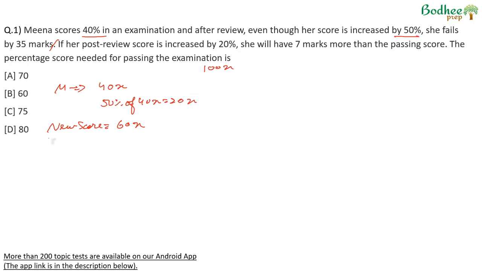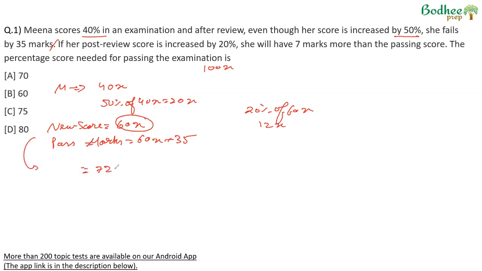But she still fails by 35 marks. So the pass marks are 60x that Meena scored, and she's failing by 35, so 60x plus 35. If her post-review score is further increased by 20%, 20% of 60x will be 12x. So her newer score will be 72x. She will have 7 marks more than the passing marks. So when we look at the new score 72x, this is passing marks plus 7. We know that the passing marks were 60x plus 35. Passing marks plus 7 is 72x.